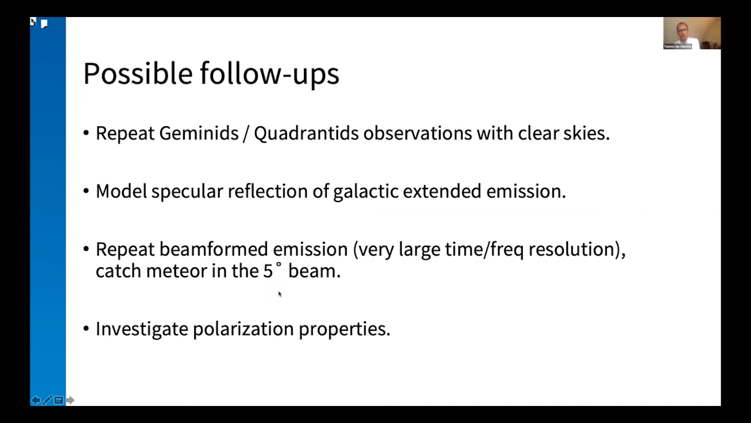Also, we would like to repeat one of the other modes of LOFAR where we have basically infinite time resolution and infinite frequency resolution, so that we can catch a spectrum of a meteor. But that means that we have to catch a meteor inside a 5-degree beam, so we would have to have a lot of luck or a lot of time on sky. Also, we did measure the polarization, but we haven't looked at that yet.